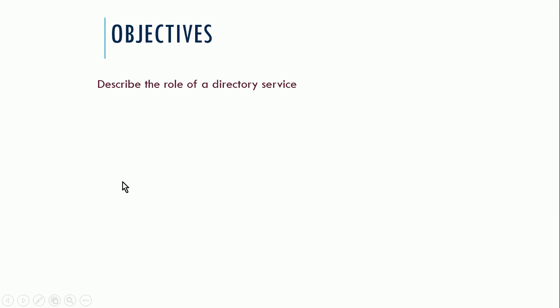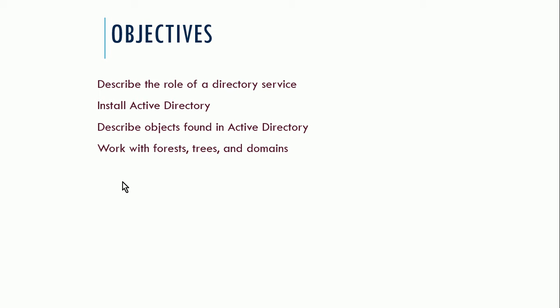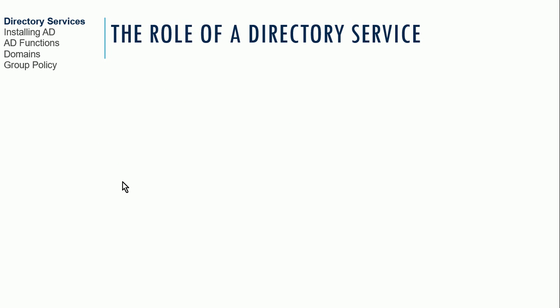So our objectives in this unit, first we're going to describe the role of a directory service. Then I'm going to go through the installation for Active Directory. I'm going to talk about some of the objects that you might find in Active Directory. We'll talk about forest, trees, and domains and how all that stuff works. And then finally, I'll talk about group policies, which, again, you could take half of a class on just group policies. They get pretty complicated, and there's a lot of interesting things we can do with those.